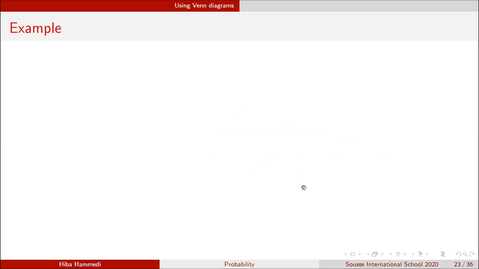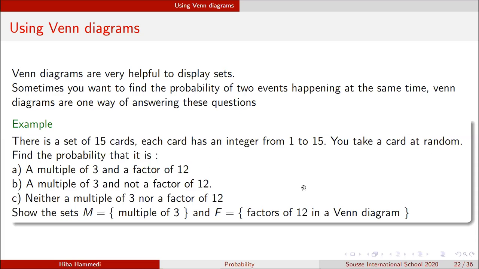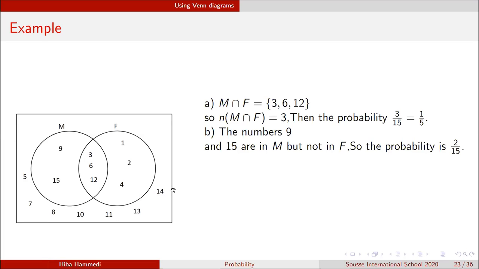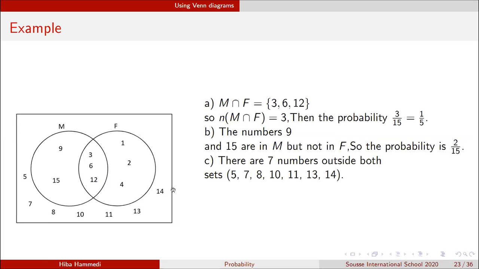Now, the last one is neither a multiple of 3 nor a factor of 12. So I just need to consider all the elements that are outside the union of the two sets here. So 1, 2, 3, 4, 5, 6, 7 elements there. So we know that there are 7 numbers outside both sets. Yeah, those are the elements outside both sets. So the probability should be equal to 7 over 15, not 5 over 15, 7 over 15. Right, so this is how to get the probability using a Venn diagram.